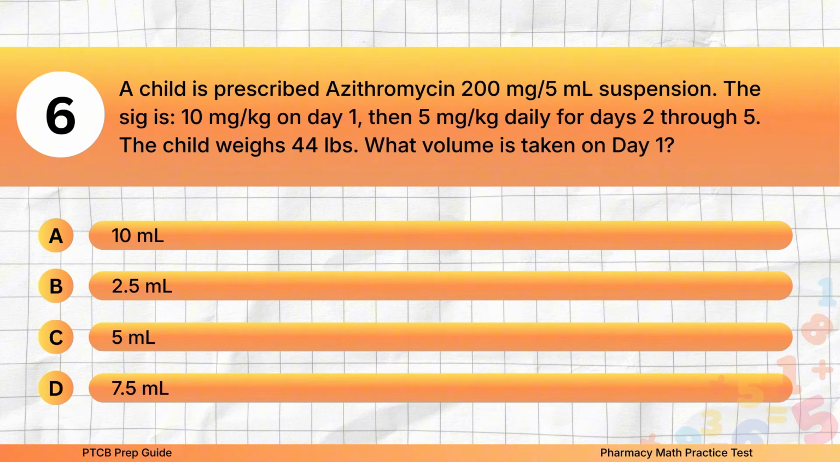Question 6. A child is prescribed azithromycin 200 milligrams per 5 milliliters suspension. The SIG is 10 milligrams per kilogram on day 1, then 5 milligrams per kilogram daily for days 2 through 5. The child weighs 44 pounds. What volume is taken on day 1? Is the answer A, 10 milliliters, B, 2.5 milliliters, C, 5 milliliters, or D, 7.5 milliliters? Go ahead and pause here. Pay attention to the specific dose requested, calculate it, and then we will go through the steps.